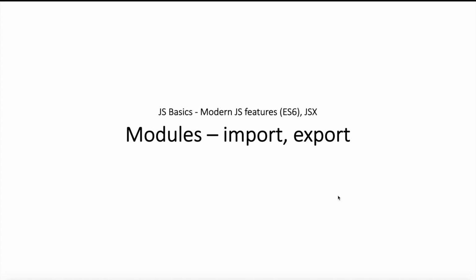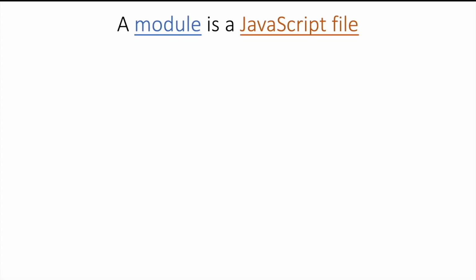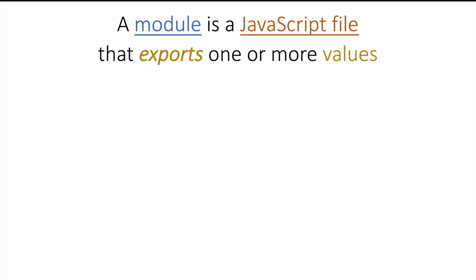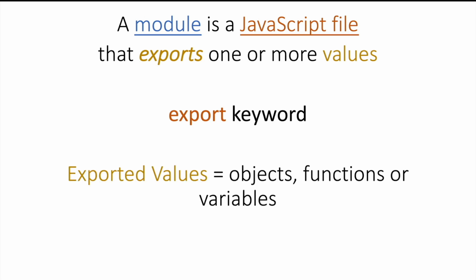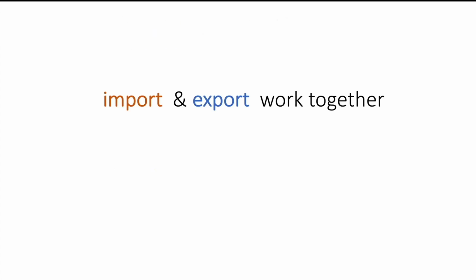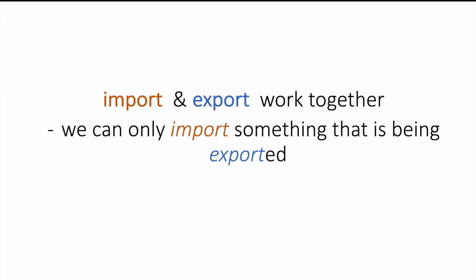Let us discuss what modules are and how to use the import and export keywords. What is a module? A module is a JavaScript file that exports one or more values using the export keyword. Now these exported values can be objects, functions, or variables. We have two keywords here which are important, import and export, and both of them work together. They work together in the sense that we can only import something that is being exported.